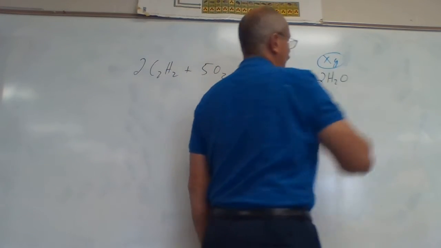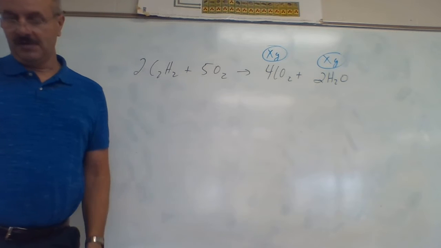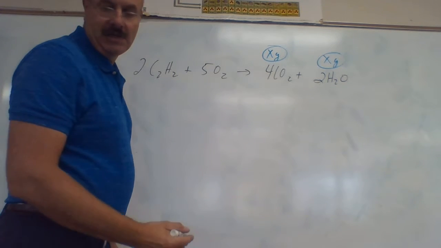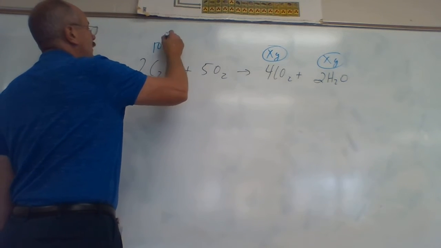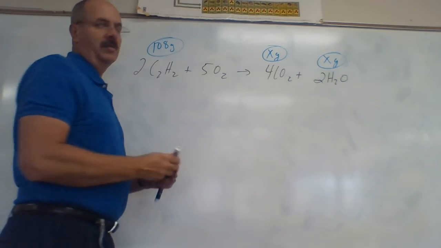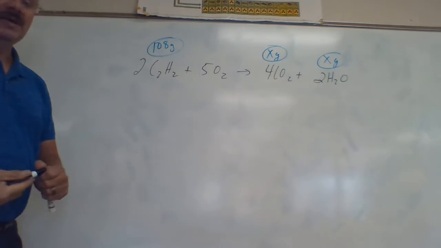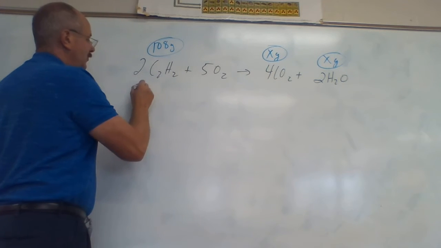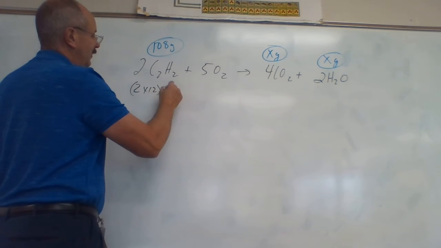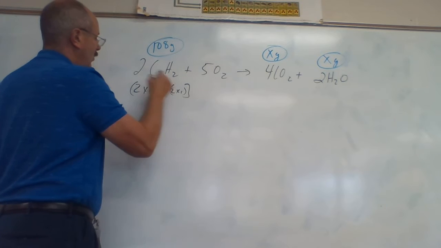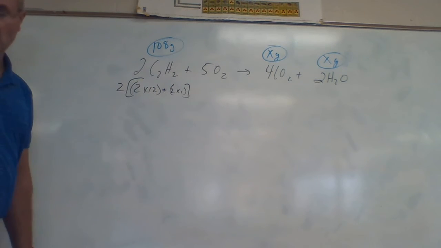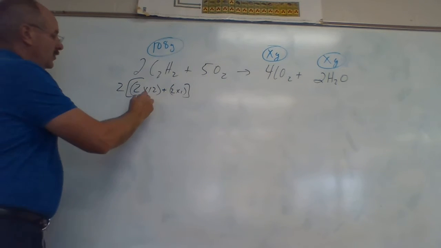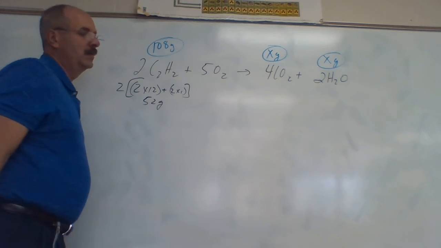And grams of water. Okay. Are produced when 108 grams of C2H2. So we got 108 grams of this guy. So we're doing mass to mass, but we're doing it twice. So let's do this guy first right here. So we're going to go 2 carbons times 12 plus 2 hydrogens times 1. All of that times 2 to get its molar mass. So this one's molar mass is 52 grams.